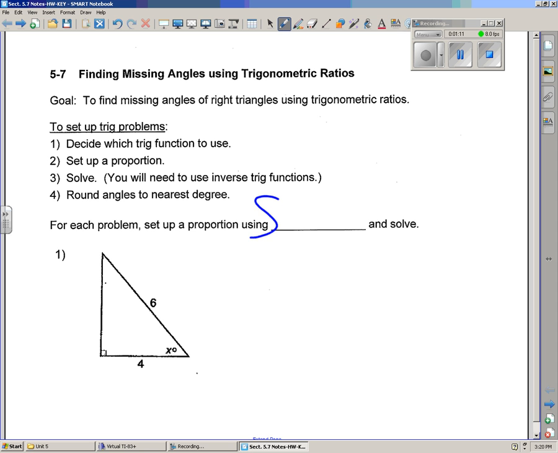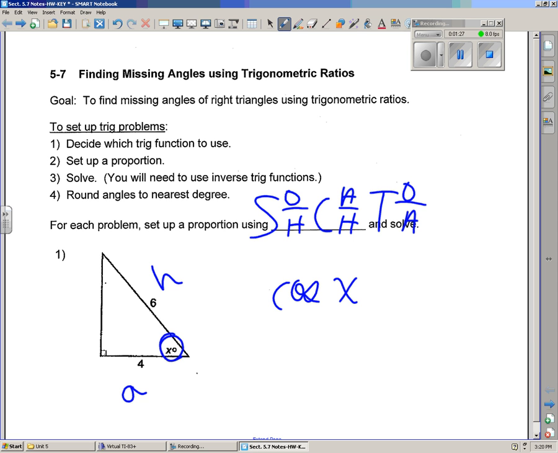The proportion is still SOHCAHTOA. And now we're looking for this angle x over here, but the 4 is the adjacent side, the 6 is the hypotenuse, so it happens to be a cosine. So the cosine of the angle x equals 4/6.